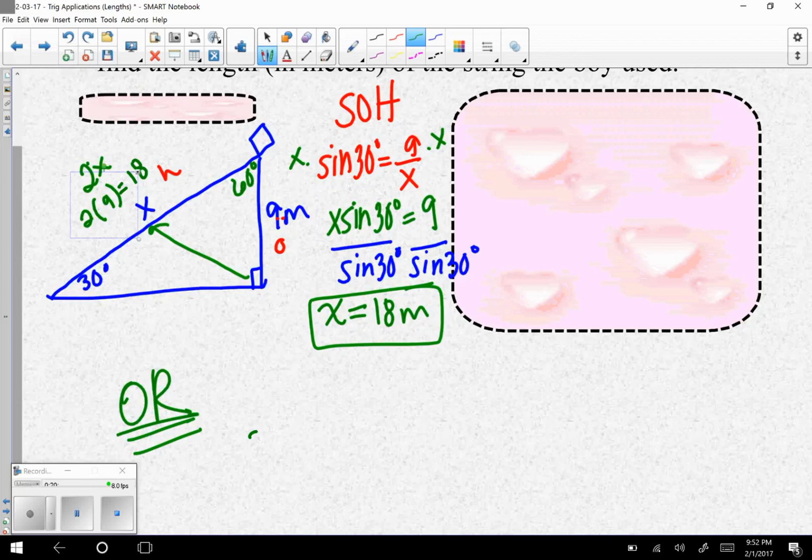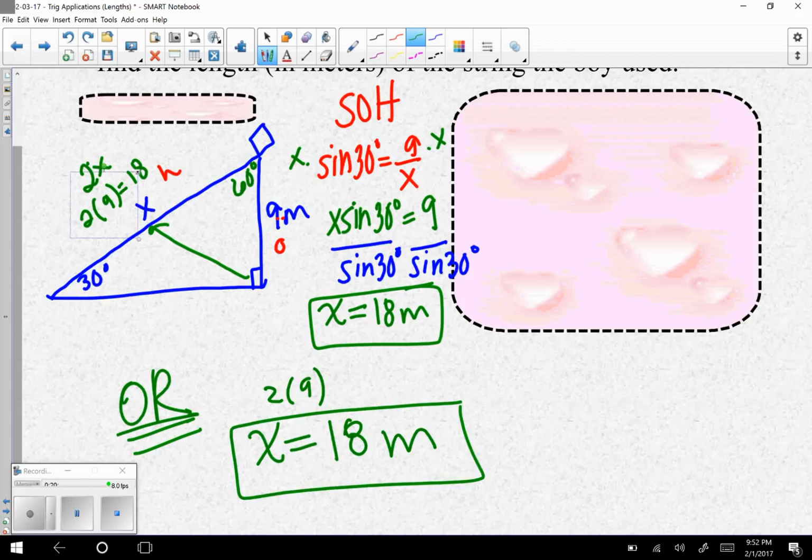So I could have solved for x, the hypotenuse, simply by doing 2 times 9, because I remembered the properties of a 30, 60, 90 degree triangle, and then I don't have to do all of this work over here. If you do all of this work, it's okay. It just saves you a little bit of time if you recognize that you have a 30, 60, 90 degree triangle. Okay?